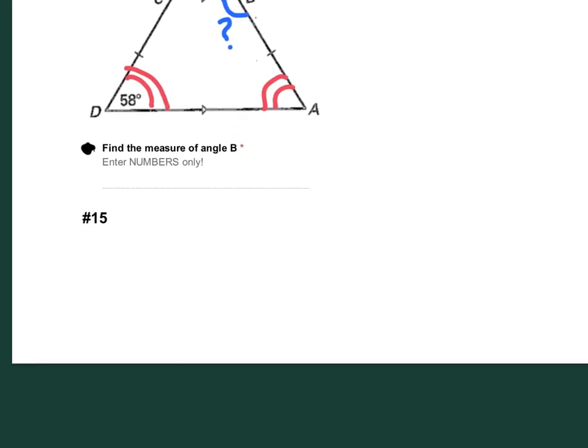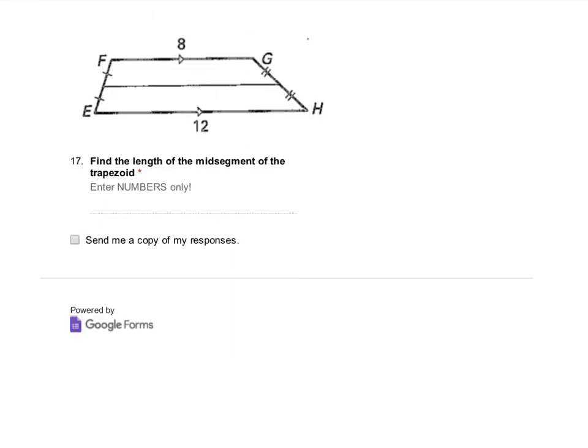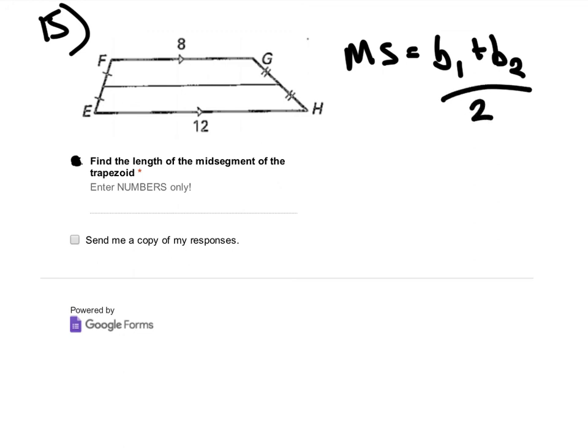And then number 15, last page here. This is number 15. Okay, we've got another trapezoid. We want to find the length of the mid-segment. The mid-segment is this part right here. We want to find out how long that is. All right, remember your formula. Whoops, need a pen there, not a lightsaber. To find the mid-segment, you add the bases, divide by 2.